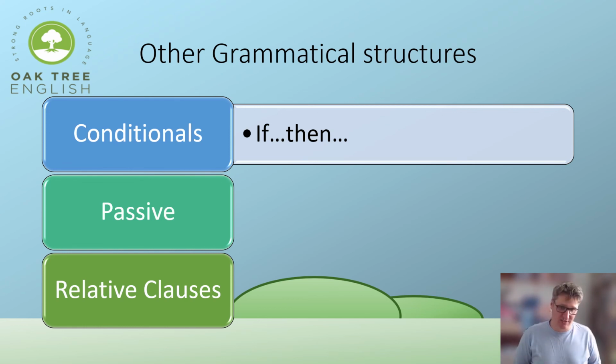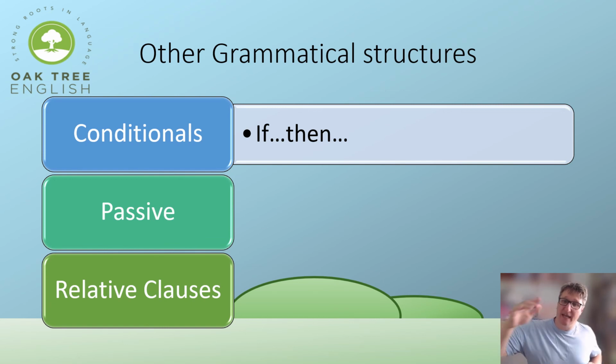And then there's the third conditional. Third conditional is for something impossible. And the reason it's impossible is because it's in the past. It's about dead time. We can't change the past. You can never change the past. You can only change the future. Which is why you're watching this exam, trying to change your future.